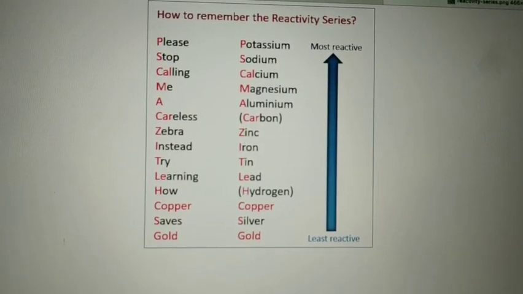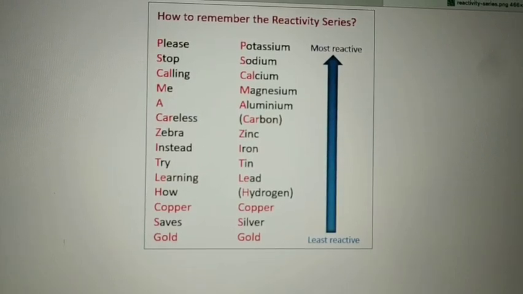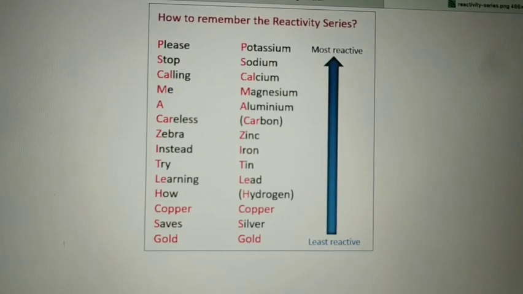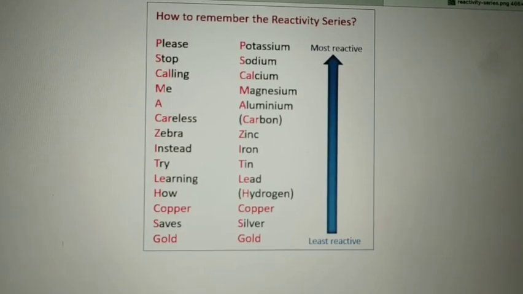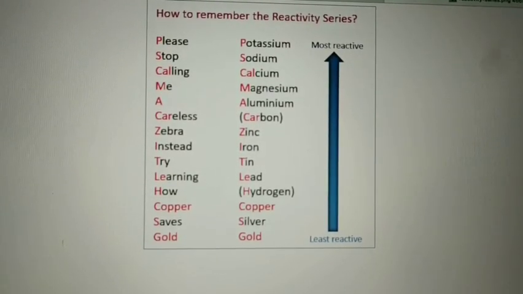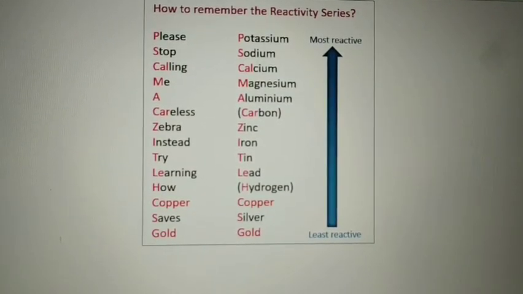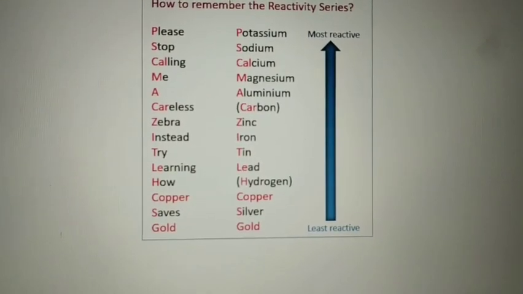Okay, so now see, P for potassium, S for sodium, Cal for calcium, then magnesium, A for aluminium, Car for carbon, Z for zinc, instead iron, T for tin, Le for lead, H for hydrogen, copper, saves, take S from there, silver, and gold. Okay, so like this you can remember.